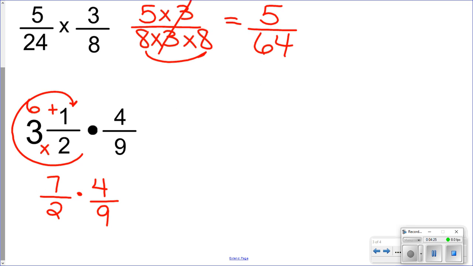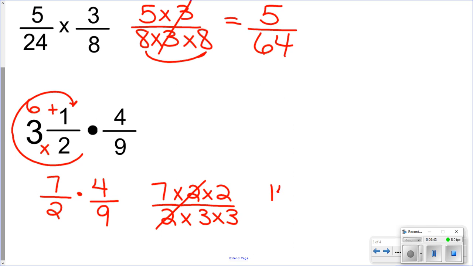We're going to find our common factors first. So 7 times 2 times 2 over 2 times 3 times 3. 2's cancel out. We are left with 7 times 2, which is 14, and 3 times 3, which is 9. We do have to do step 5 in this case. The numerator is larger than the denominator, so we need to divide it to make a mixed number.